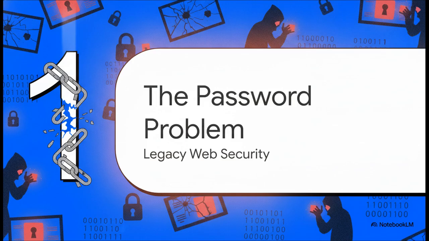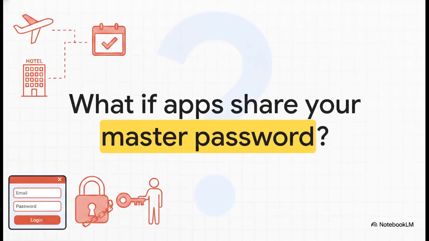The password problem and legacy web security. To truly appreciate why OAuth 2.0 exists, we kind of have to look back at the dark, honestly, somewhat terrifying days of early web security. Imagine this scenario. You find this brilliant new travel application, and it promises to sync your upcoming flights with your Google Calendar. Sounds great, right? But in a world before OAuth, how exactly did it get that access? Well, it asked you to type your actual Google email and your master password directly into its app.